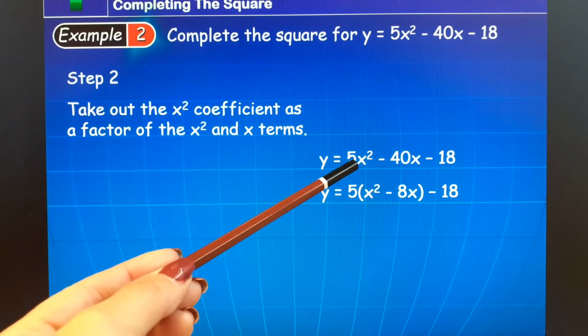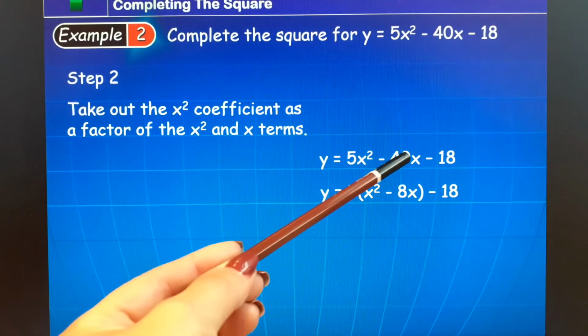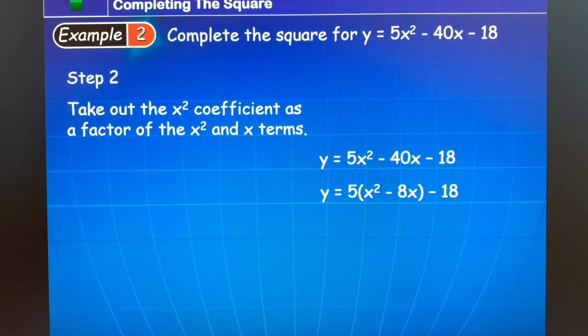So we divide each of the terms by the 5, so we're left with an x squared and we're left with a negative 8x. So we haven't completed the square yet, we've just factorised the first two terms, but we leave the negative 18 on the end there. Okay, don't touch that just now. Keep it right at the end until you're gathering your coefficients together at the end.